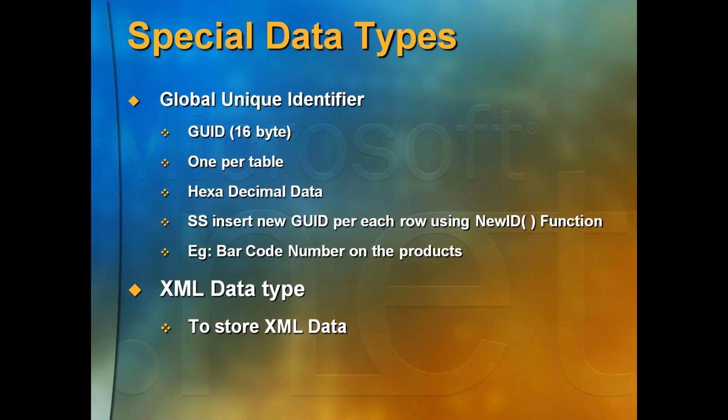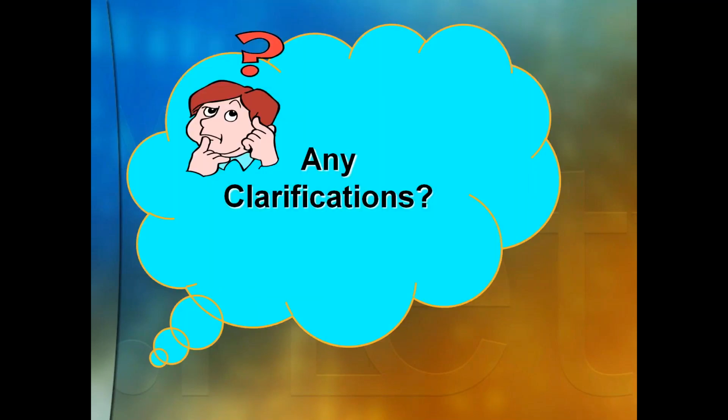So XML is semi-structured data. It is not completely structured data like table format. It is not in table format. It will have a tags format. This is the data called semi-structured data. Clear? So this is very, very important, guys. Clear? Any questions?